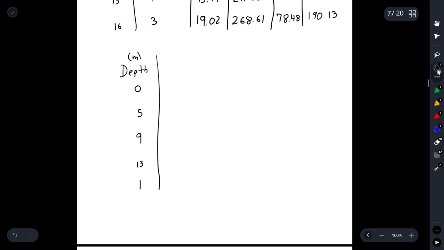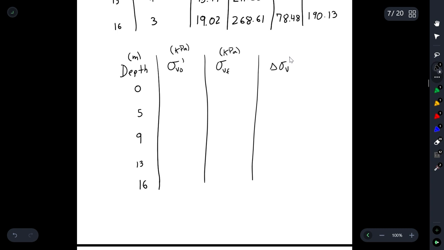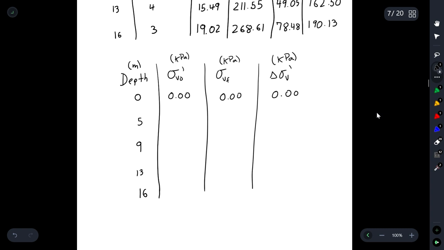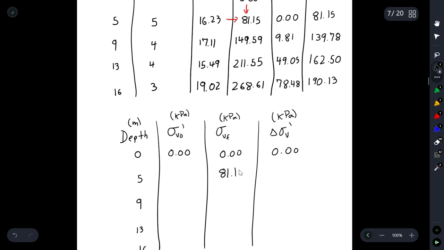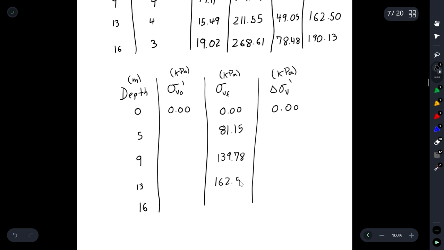Then we have the initial vertical effective stress in kilopascals, and then we have the final vertical effective stress again in kilopascals, and we get the change in the vertical effective stress in the same kilopascal units. So we have 0.00, 0.00, in this case, this one, there's no change because there is no effective stress there. Here we're gonna have 81.15, 139.78, 162.50, 190.13.